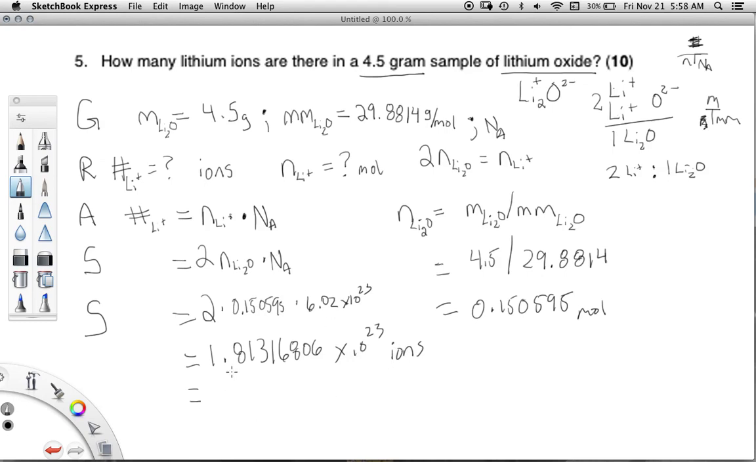Excuse me there. I had a little hiccup. We're almost done. But I come back here, and before I go ahead and finish, I want to make sure that this makes sense. I have two significant figures. That means I can use 2 here. So my answer is 1.8, because 1 would leave it alone, times 10 to the 23 ions. So finally, after all that work, I know there are 1.8 times 10 to the 23 ions of lithium in 4.5 grams of lithium oxide.